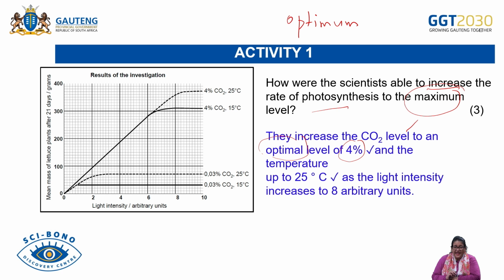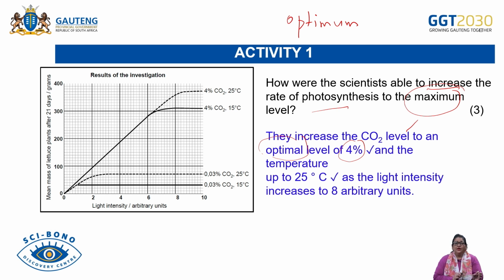But besides that, what else did the scientists do to ensure that the rate of photosynthesis was at its maximum, the highest? The scientists not only increased CO2, but they also increased the temperature from 15 degrees Celsius. What is this unit? It's degrees Celsius. Whenever you talk of temperature, you must use the correct unit. When you talk of mass, you must use the correct unit, which is grams or kilograms.